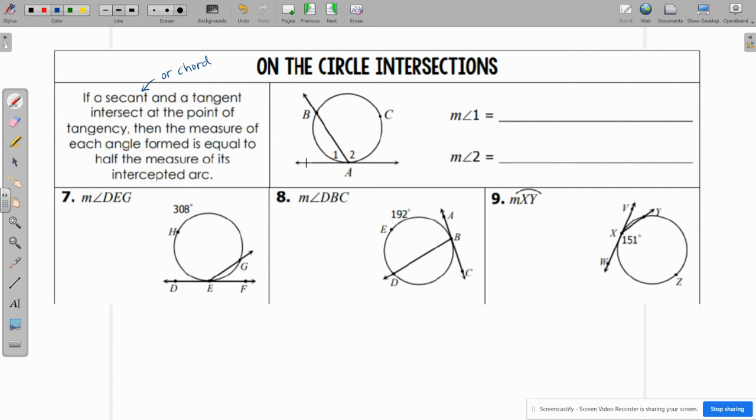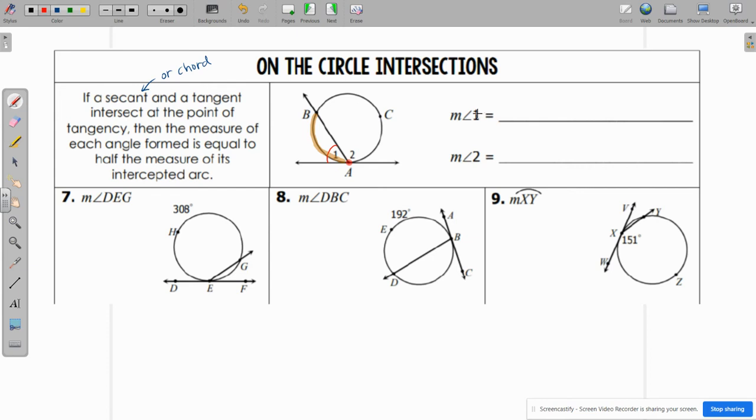And a tangent, so here's our tangent, if they intersect at a point on the circle, so that means this point right here is the point of intersection of this tangent line and this secant, then the measure of each angle formed is equal to half the measure of its intercepted arc. So what this means is over here, where we have angle 1, this is going to be equal to half of the measure of this arc here.